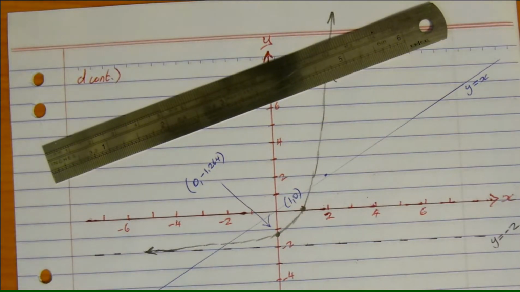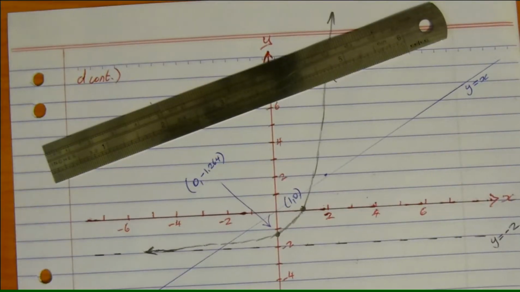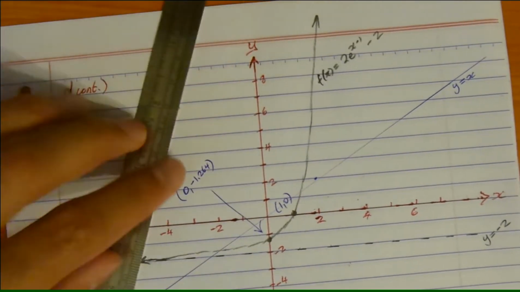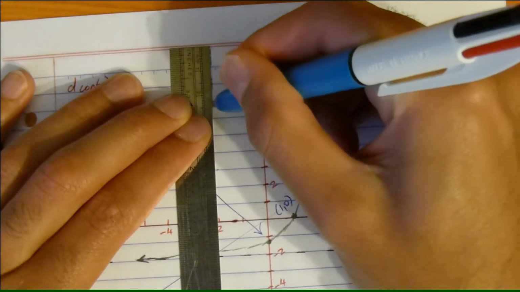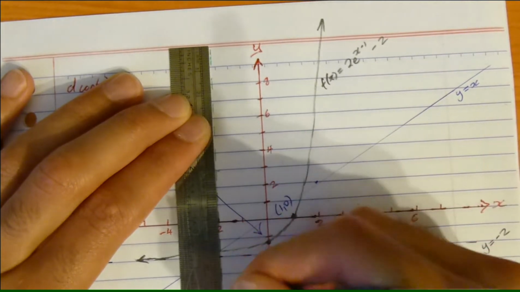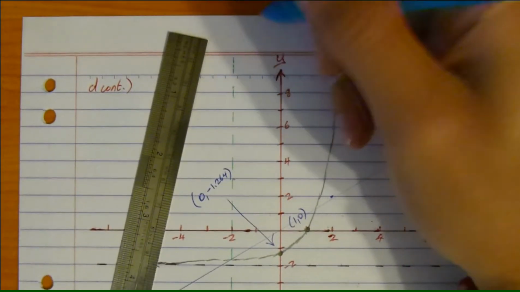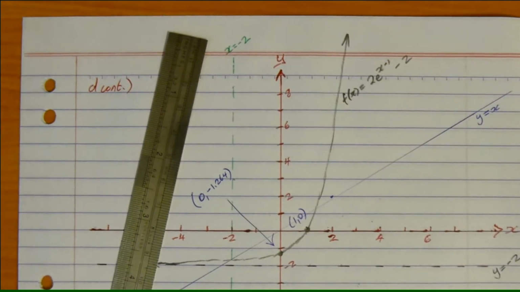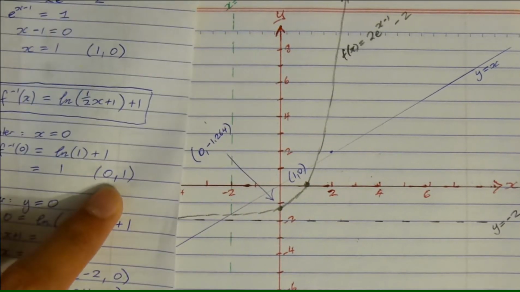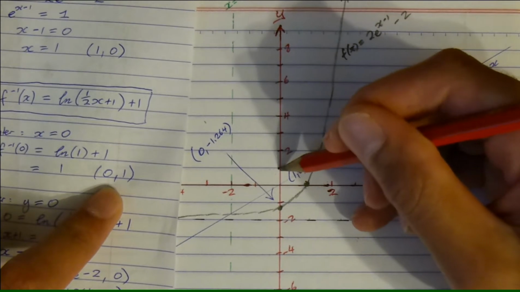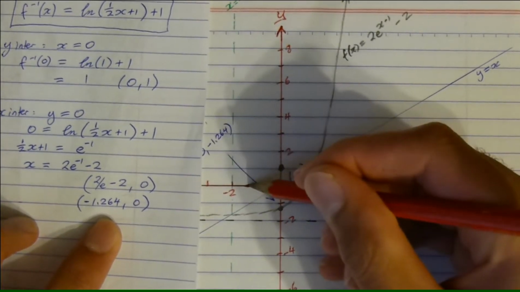Now I'm going to draw the inverse graph. So remember, that was the log, so it's going to look like this. And the asymptote is now vertical, so do it in green here. Okay, so this is the asymptote at x equals negative 2. And again, I'm going to put in my intercepts. So remember, over here, sorry, the y-intercept is at 0, 1. And the x-intercept at negative 1.264. So that's about here.